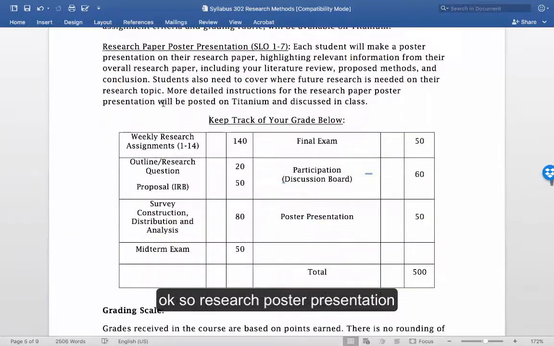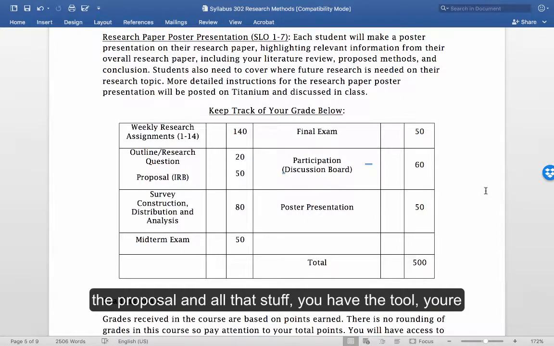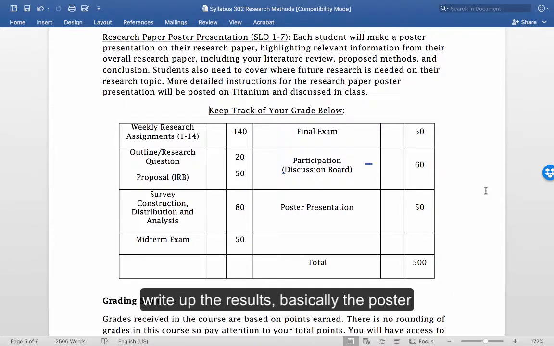Okay, so research poster presentation. Basically you're doing all this research, right? You're doing the proposal and all that stuff. You have the tool, you write up the results.